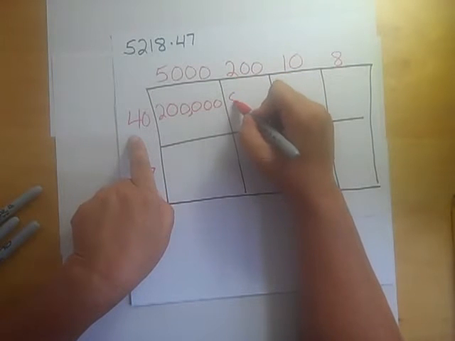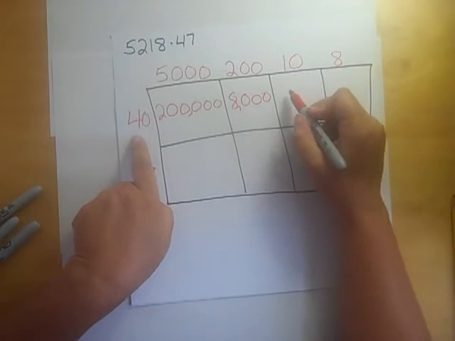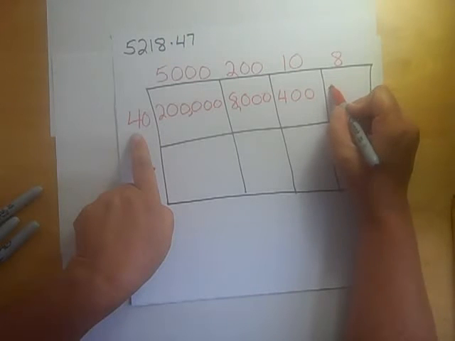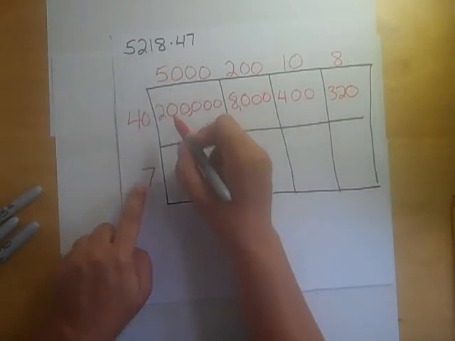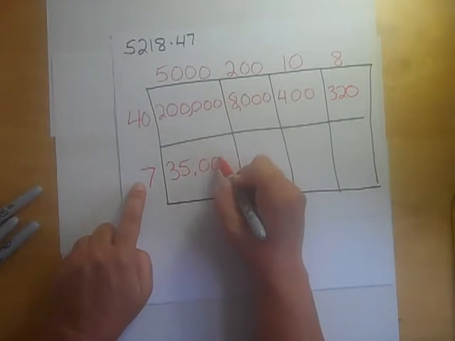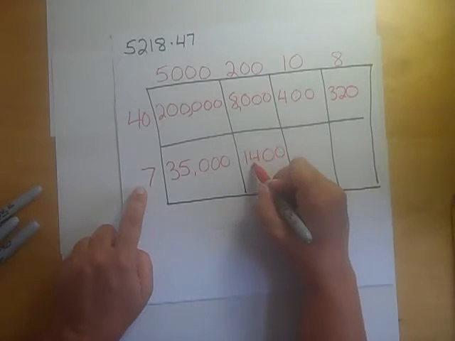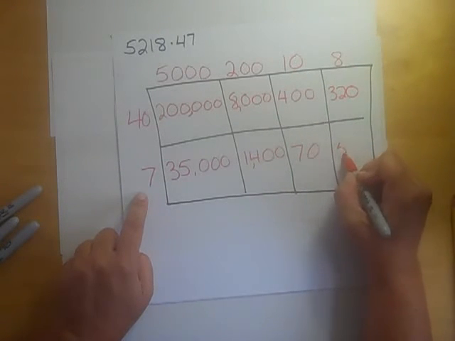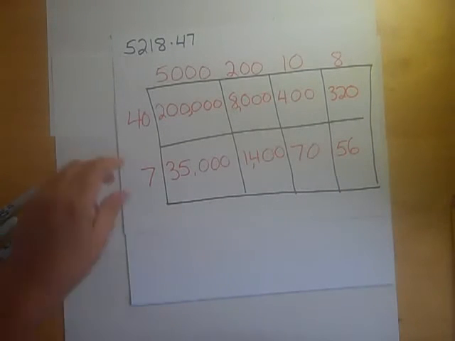4 times 2 is 8. And there are 3 zeros. 4 times 1 is 4. And there are 2 zeros. 4 times 8 is 32. And there's 1 zero. Okay, now by 7. 7 times 5 is 35. And there are 3 zeros. 7 times 2 is 14. And there are 2 zeros. 7 times 1 is 7 with a 0. 7 times 8 is 56. Okay, so that doesn't take all that long to get through those numbers.